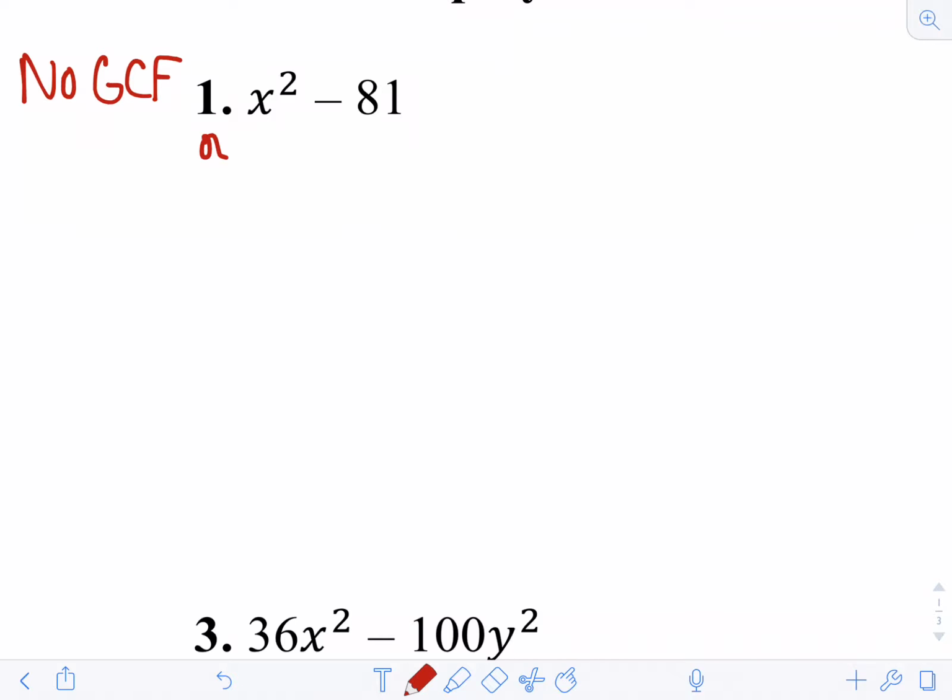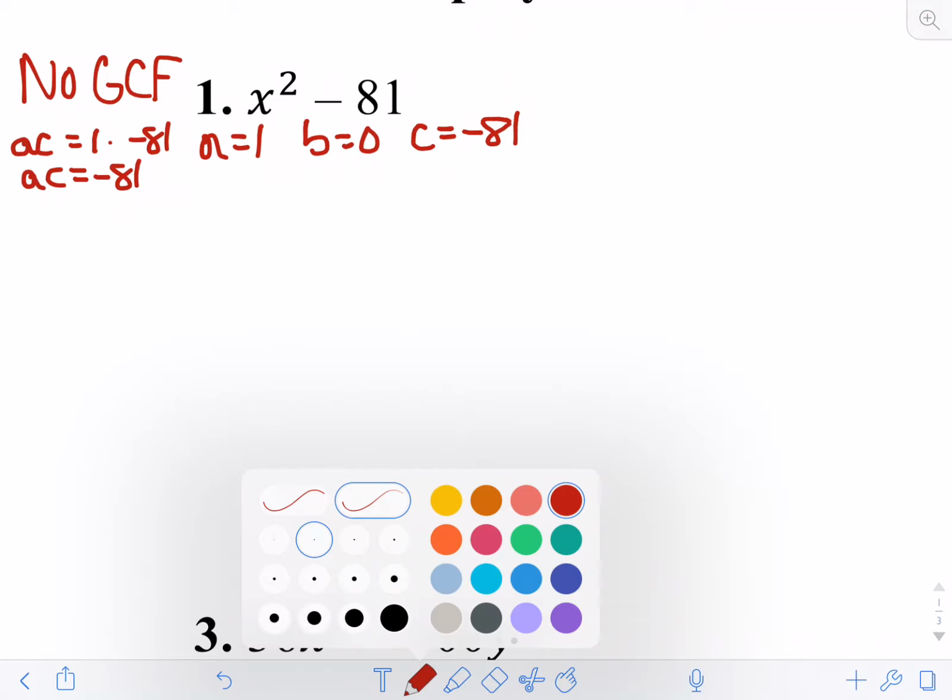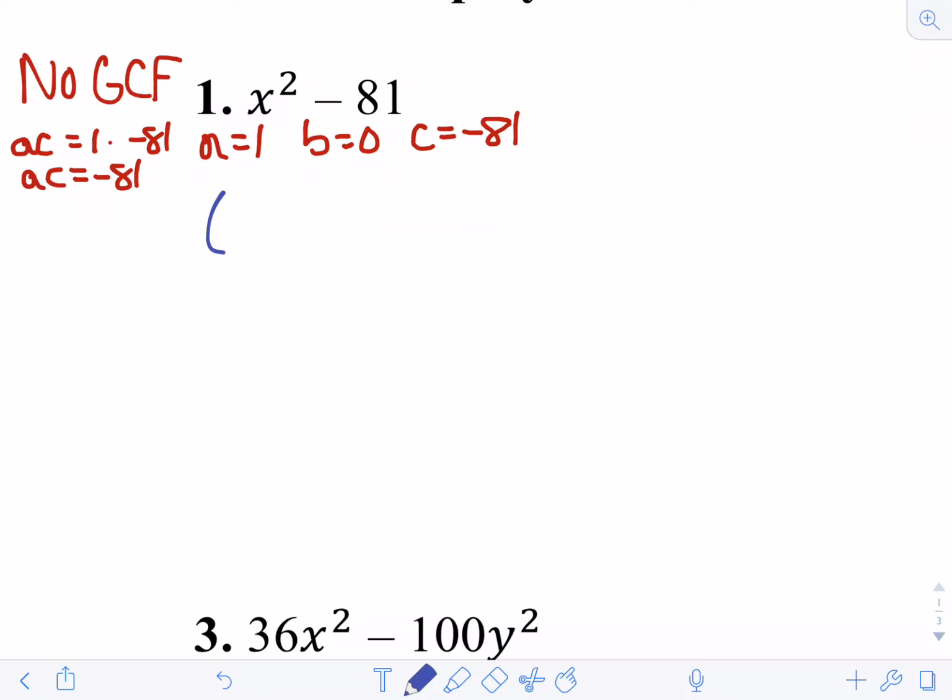So A is equal to 1. B is your coefficient in front of x. If you notice, there is not a middle term. There's no x, so B will be equal to 0. And C is equal to negative 81. AC method says you're going to multiply 1 times negative 81, and you will get negative 81. So I know that my answer is going to be x plus or minus something, x plus or minus something.